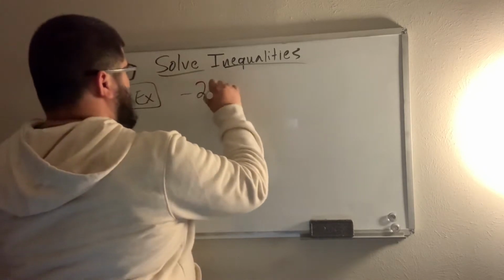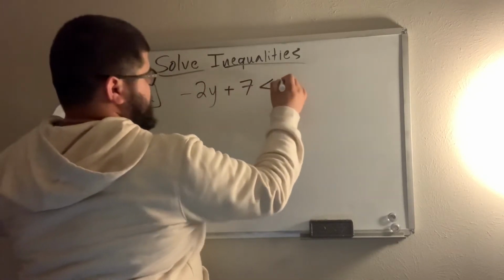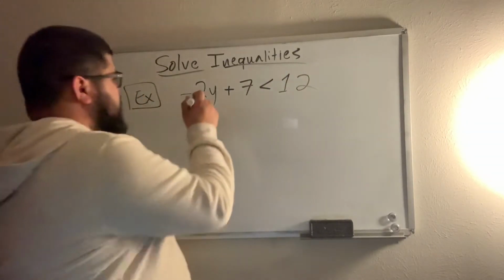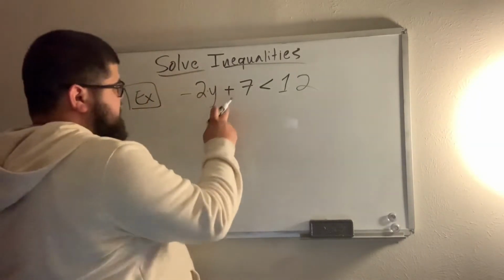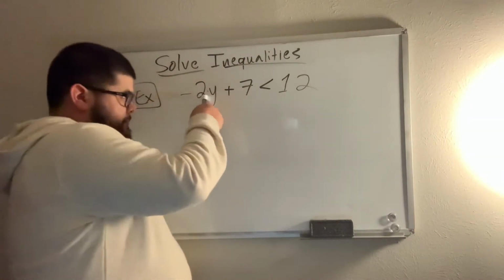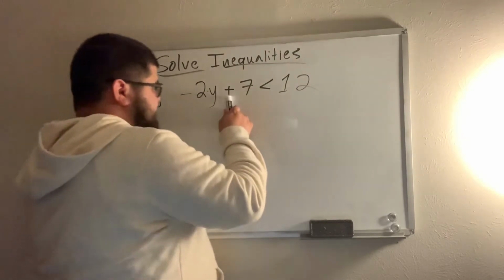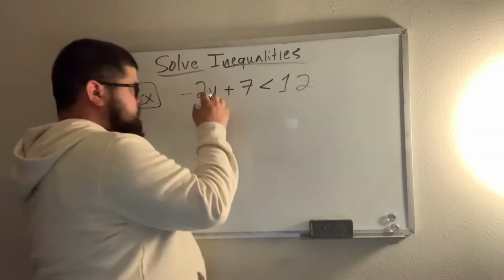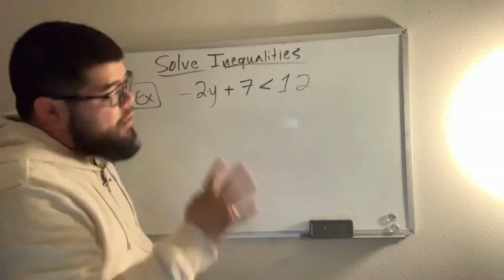Negative 2y plus 7 less than 12. So remember, we deal with the order of operations backwards when we're solving. Right? So we have multiplication and addition. With order of operations, we would usually worry about multiplication. But since we're doing the backwards order of operations, that means we're going to worry about the addition first. We're adding 7 here. We're multiplying by negative 2. We're multiplying the variable. But we're not worrying about the multiplication now. We're going to worry about the addition.